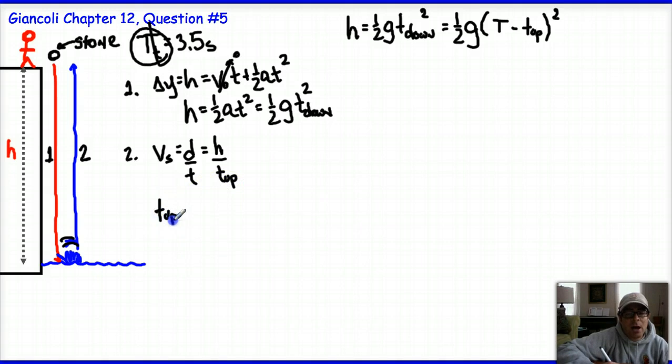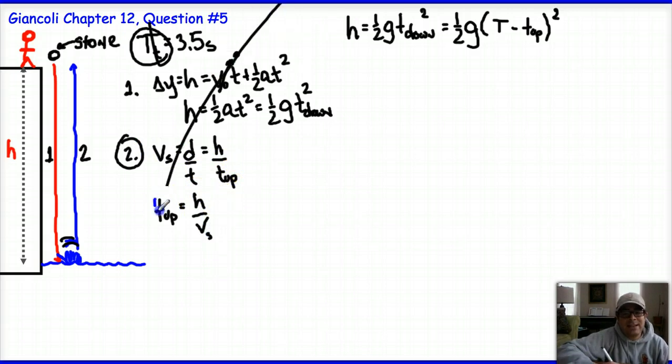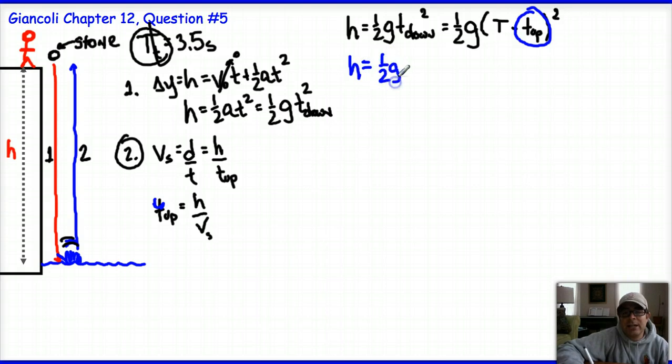And I can make another expression for t up. T on the way up, if I deal with equation number 2 here, is going to be the height of the cliff divided by the velocity of sound. And ultimately, I'm going to substitute this in for t up right here. Let's go ahead and do that. So now I get h is equal to 1/2 of g times my total time t minus h over v sound. I need to remember to square that.